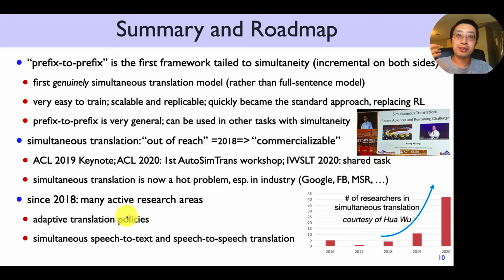But we also see a lot of active research areas, because this is hardly done, right? There are a lot of open problems left, especially in two fields that I will detail in the rest of this talk. The first is adaptive translation policies, that is, not just a fixed wait-k, which is too crude and too rigid, right? And the other is going all the way from speech to text or speech to speech, either in a pipeline or in a direct approach without a pipeline.